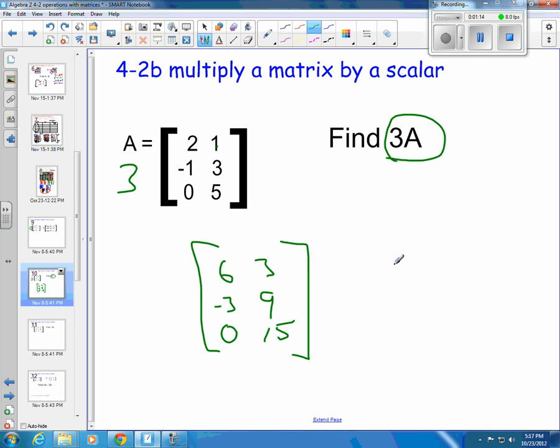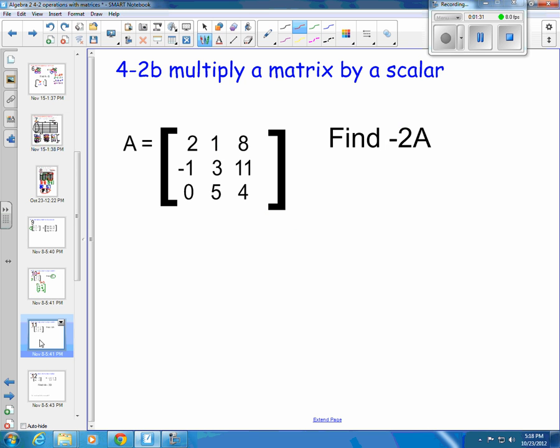Your resultant matrix would also be the same dimension. So this is a 3 by 2. You started with a 3 by 2, and you end with a 3 by 2. That will always happen when you're multiplying by a scalar.